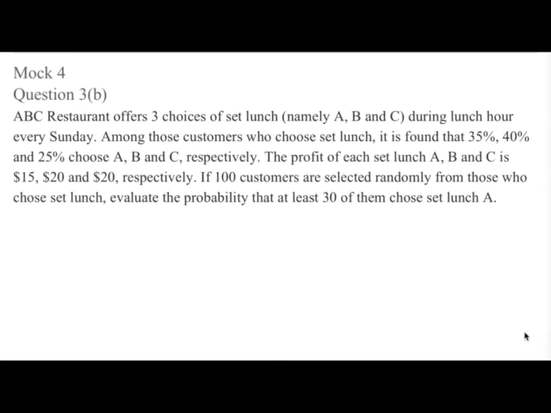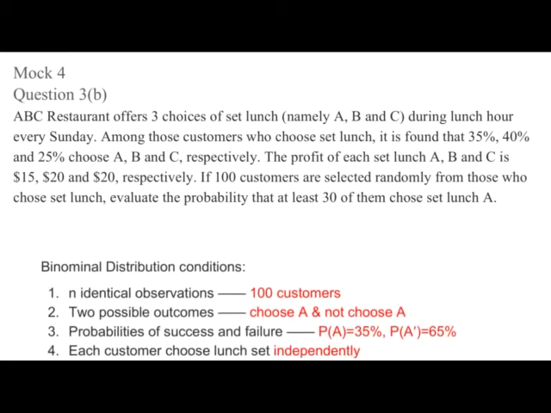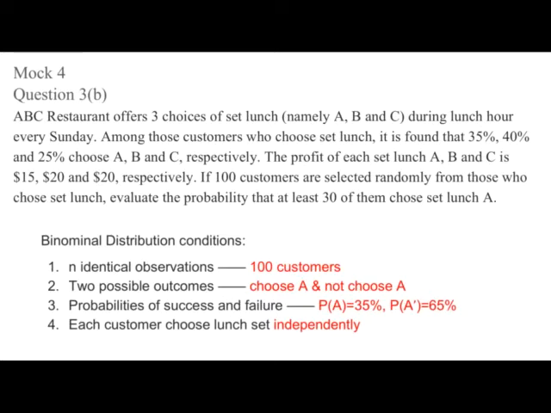Question 3b of Mock 4. The main information is that ABC restaurant offers 3 choices of set lunch, A, B, and C. Among customers, 35%, 40%, and 25% choose A, B, and C respectively. The question is, if 100 customers are selected randomly, evaluate the probability that at least 30 of them choose set lunch A. To solve this question, we can think about the binomial distribution.